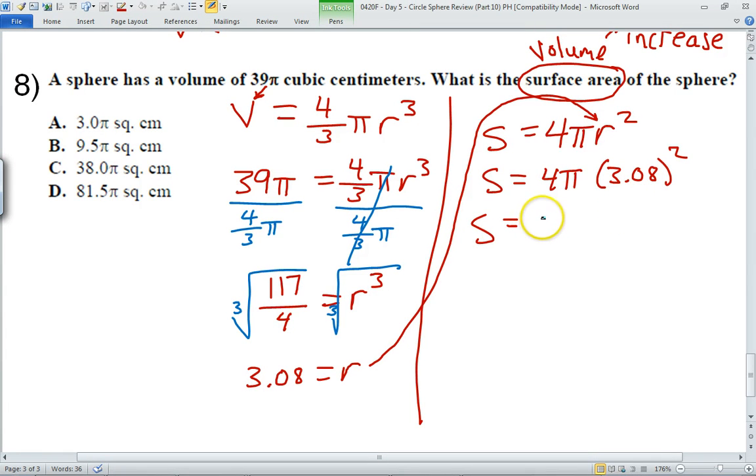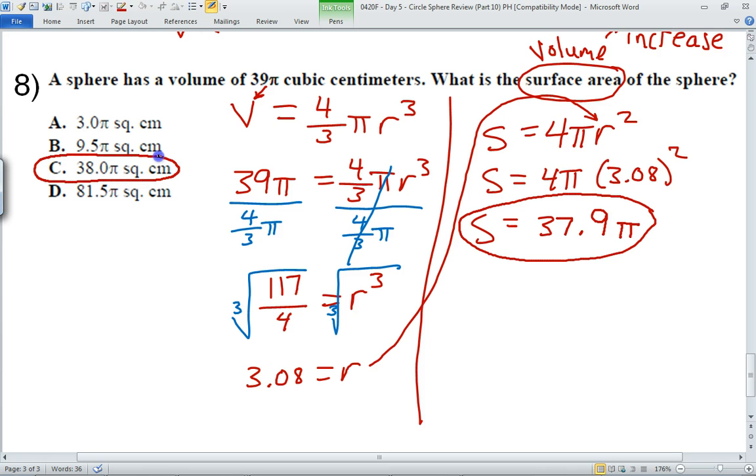Okay, so this is 37.9 pi. Now if I take this and I compare it with my four answers over here, 38.0 is awfully close. So the difference between our answer and their answer is just probably a matter of where we rounded the r. They probably kept a bunch of decimal places instead of only 2. But we're plenty close enough to pick the answer as being C.